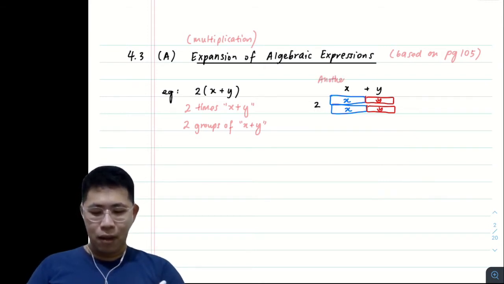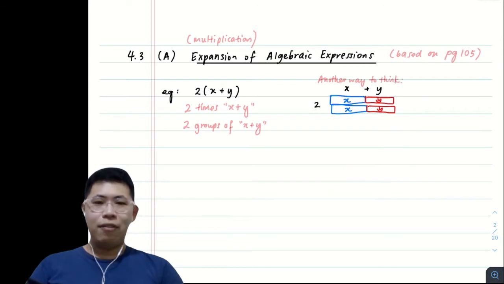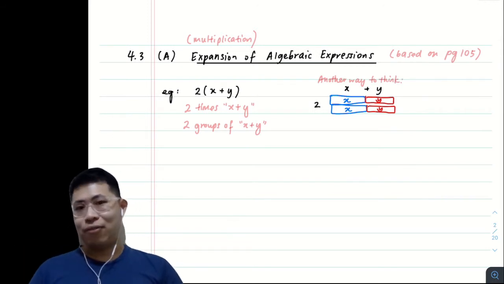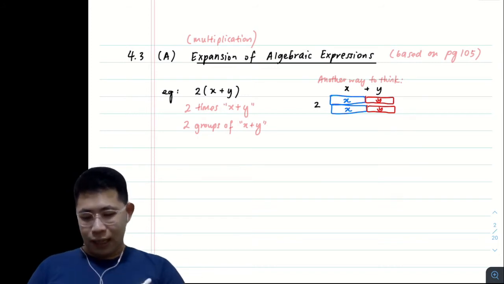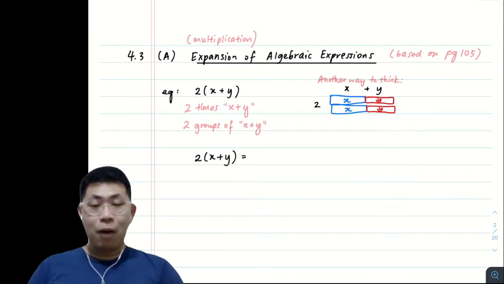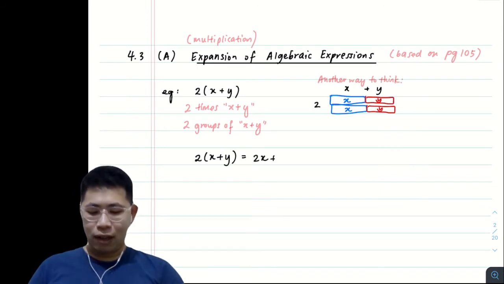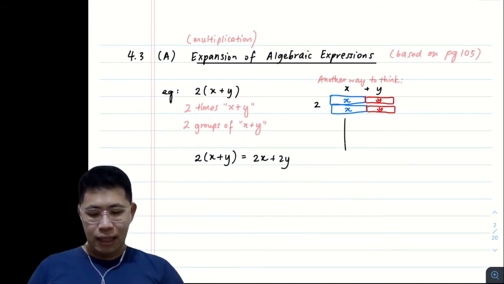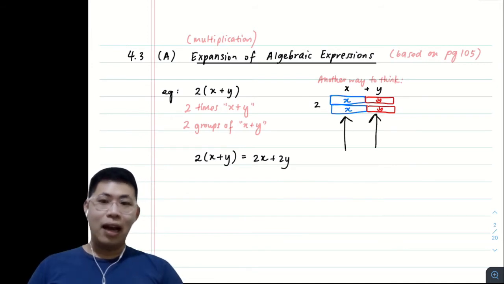A very imagery or pictorial way to think about this question. In total, how many x do I have and how many y's do I have? In simple terms, for 2 bracket x plus y, how many x do I have? I have 2x. And how many y's do I have? I have 2y. So 2 groups of x plus y will be 2x plus 2y. As you can see here, I have 2 x's and 2 y's.